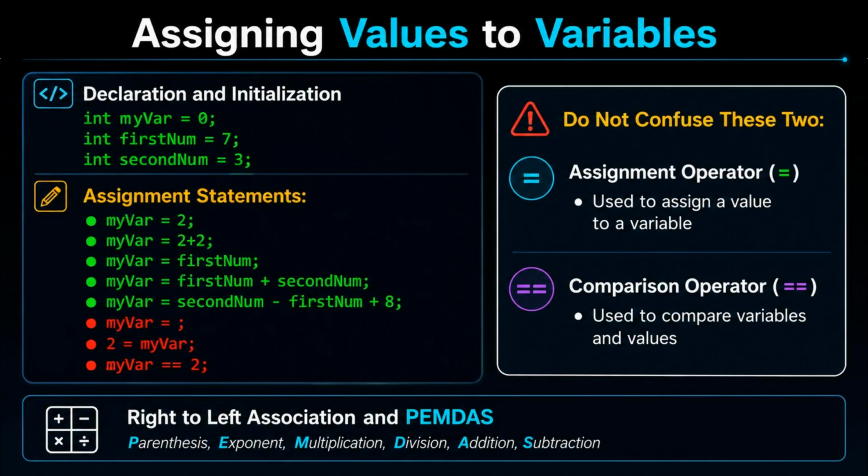After declaring and initializing variables, assignment statements set their values, myvar equals 2, or myvar equals first num plus second num, for example. Don't confuse two very different operators. The assignment operator, a single equals sign, assigns a value to a variable, while the comparison operator, a double equals sign, compares two values instead of assigning anything. Expressions also follow right-to-left association and PEMDAS, parentheses, exponents, multiplication, division, addition, subtraction, in that order.